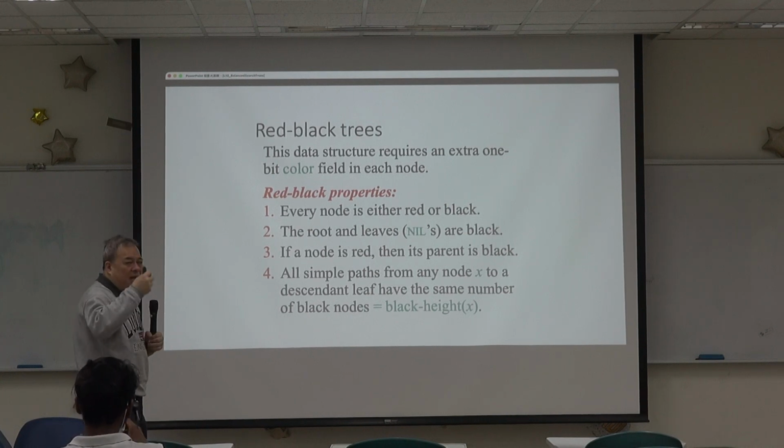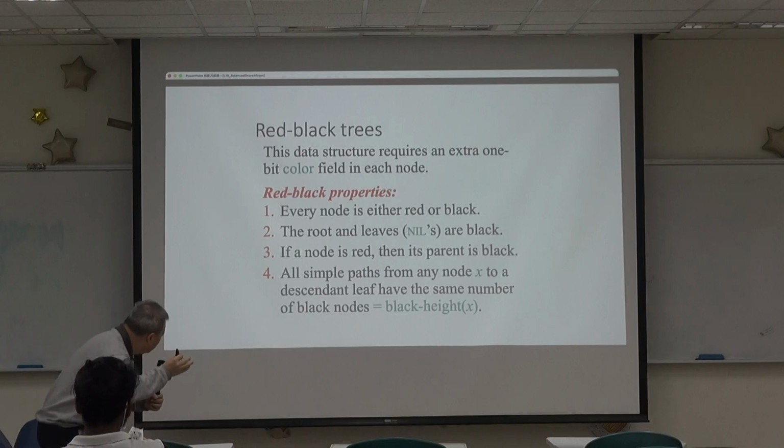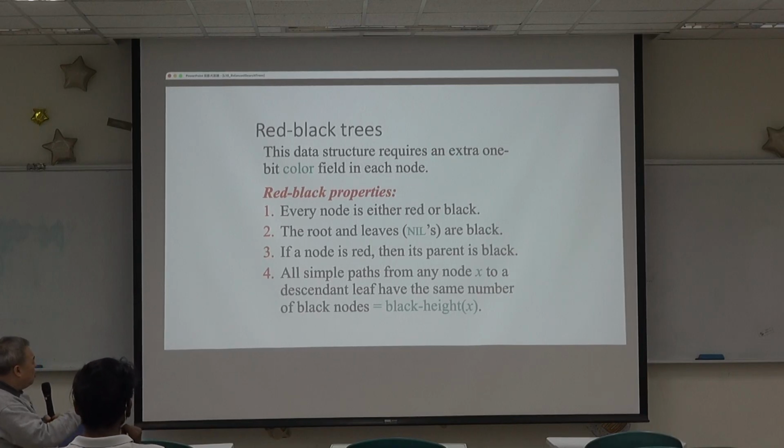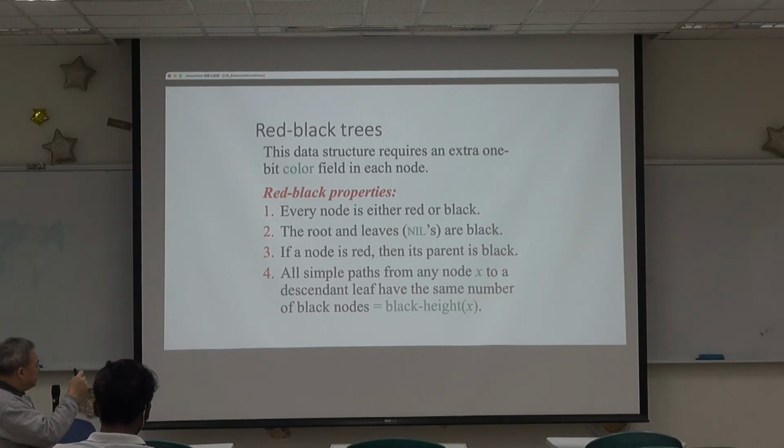The first three properties are relatively easy to understand. Okay? The fourth property is an interesting one. It's a little bit complicated. All simple paths from any node to its distant leaf have the same number of black nodes.